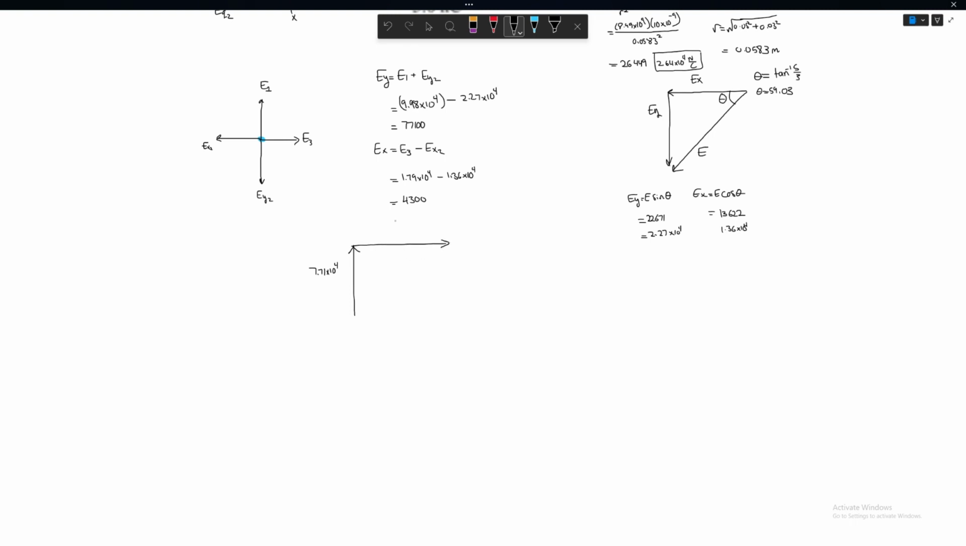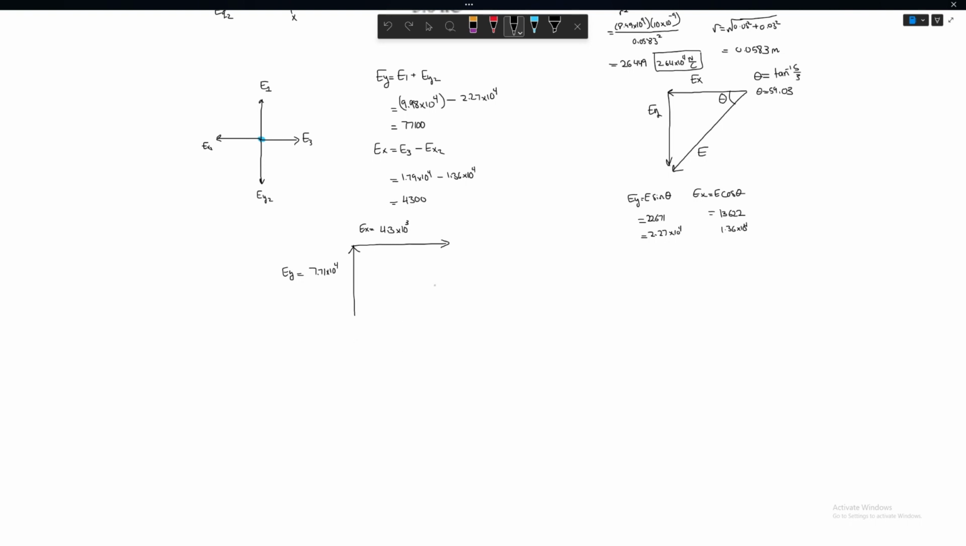Connect head to tail. And this is 4.3123 times 10 to the 3. That way. And so that's my EX. And that is my EY. And so now obviously they actually want it in exponent form, so I don't even need to sum the E up, but I need to know the direction, right? And so they want the direction from the x-axis.